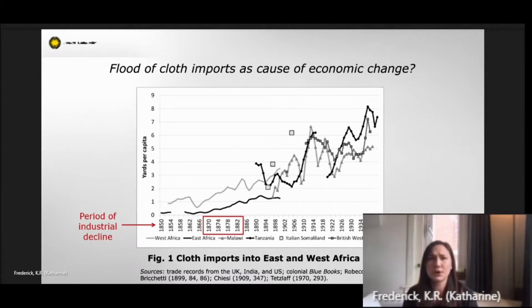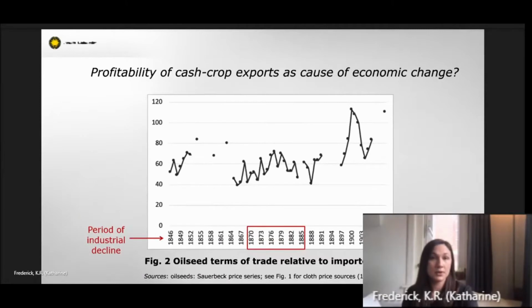This would only occur in the first half of the 20th century, which is long after the industry had disappeared. So the data would suggest that it's quite unlikely that textile imports caused this decline of the Lower Shire Valley's industry.